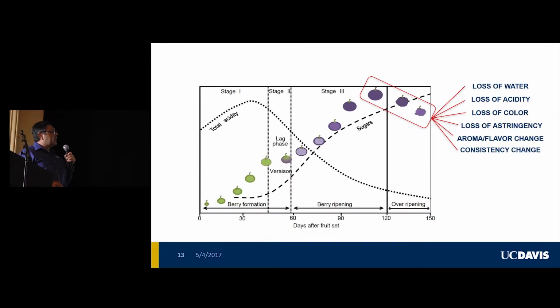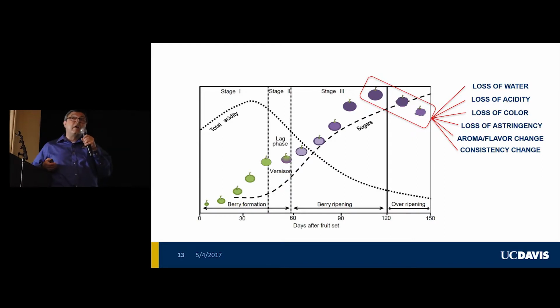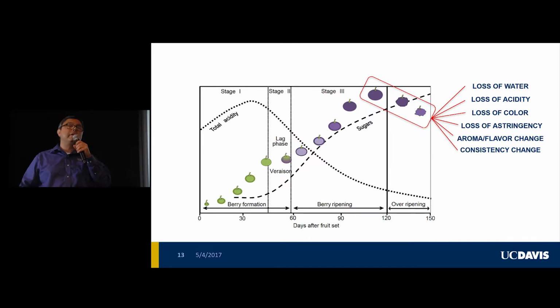Total acidity is declining as we ripen this. So as I mentioned, we have about 120 to 140 days to ripen these berries. There's an optimum stage where everything is at its optimum. Berries are still turgid. Then you start getting into loss of water, loss of acidity, loss of color, loss of astringency, aroma and flavor changes, and also the consistency or the viscosity changes in the berry.